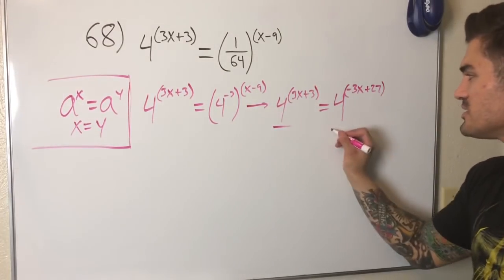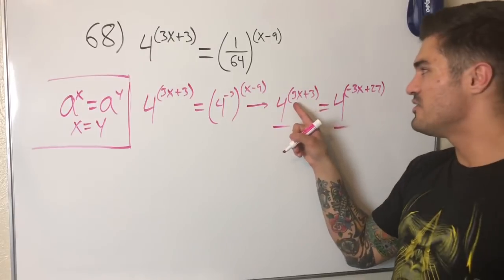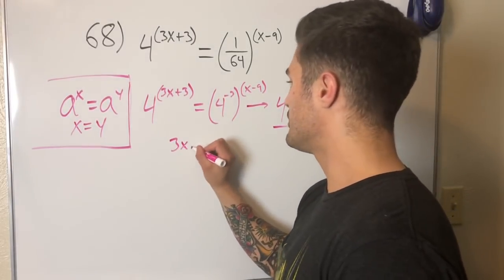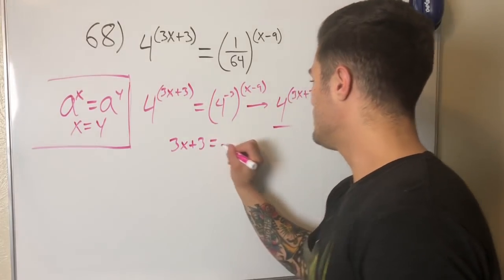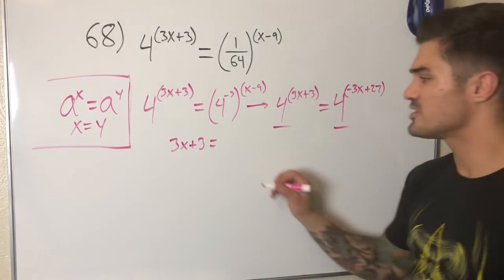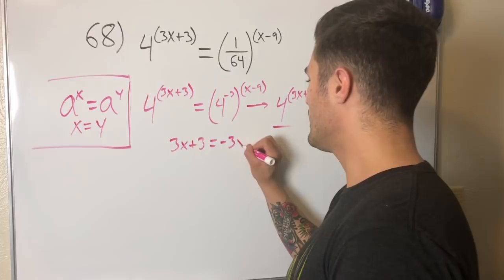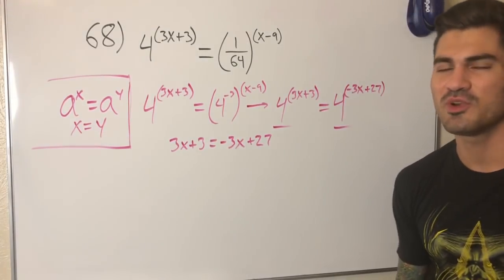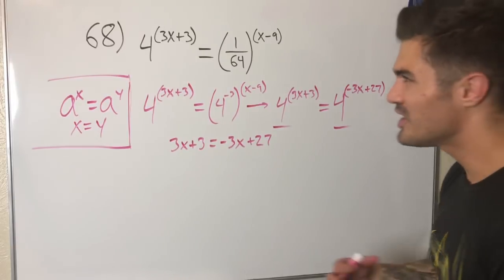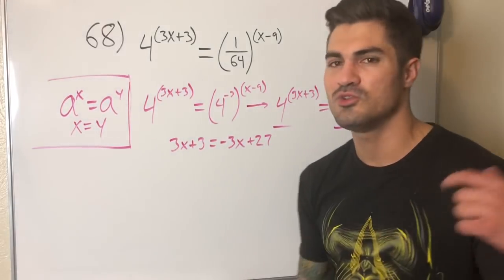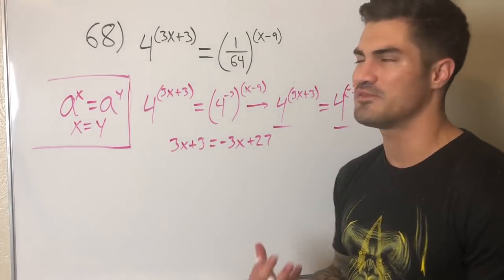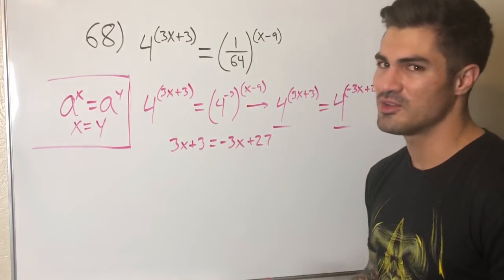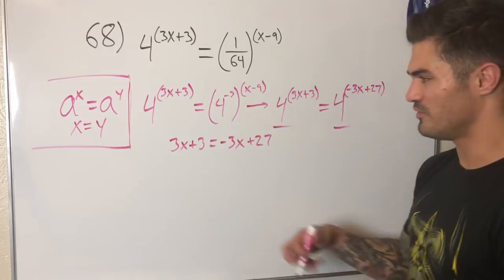So now I have the same base, so I can say that this equals this. So I can set this up to where 3x plus 3 equals -3x plus 27. And now this is a simple linear equation that I can solve. See how much easier that was than having to deal with logarithms? So again, you could have taken log of both sides and used your calculator. Maybe you could have taken log base 4 or something like that. That would have worked. But we always want to use this method when we can because it's a lot more convenient, as you can see.